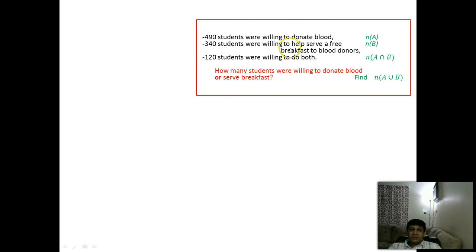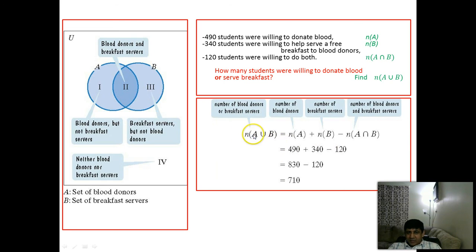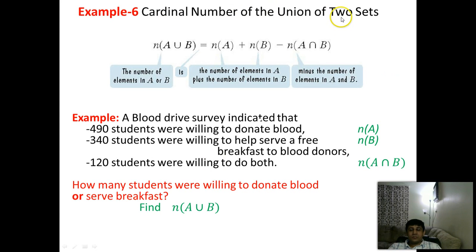This is what it looks like with the Venn diagram. We're not interested in that, but this is what we are interested in. We want to apply this formula here. We know n of A goes here, n of B goes here, and n of A intersection B goes here. You work this out, and the number of students willing to donate blood or serve breakfast is 710. We found it using a simple formula. So this is called the cardinal number of the union of two sets.